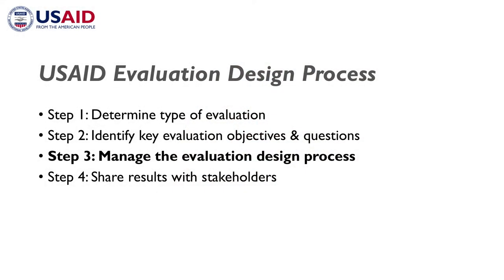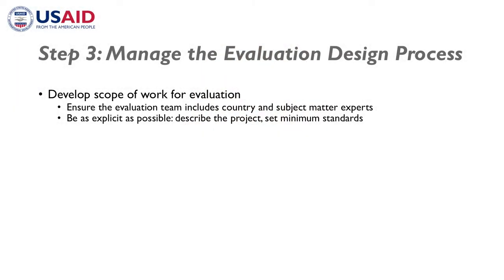So now that we've identified the type of evaluation that we want to use and the key evaluation objectives and questions, we're going to talk a little bit about managing the evaluation design process, which is a really important role that USAID plays. So that starts with developing a scope of work for the evaluation. That should include specifying whether or not this is a performance or an impact evaluation, and should also be as explicit as possible about the project that's being evaluated and the specific questions and outcomes we want to measure.